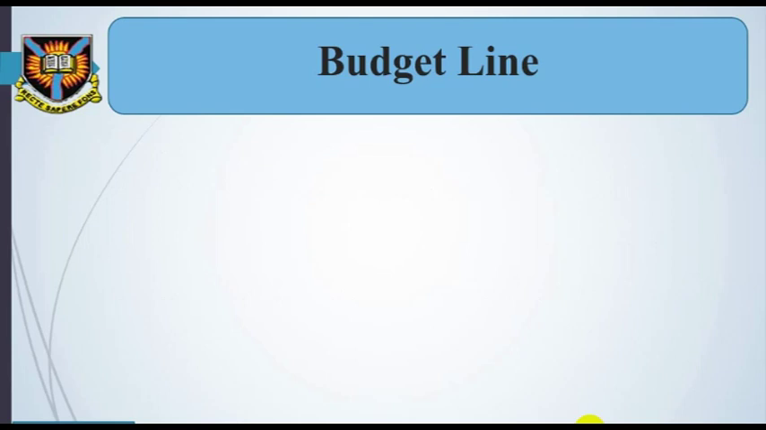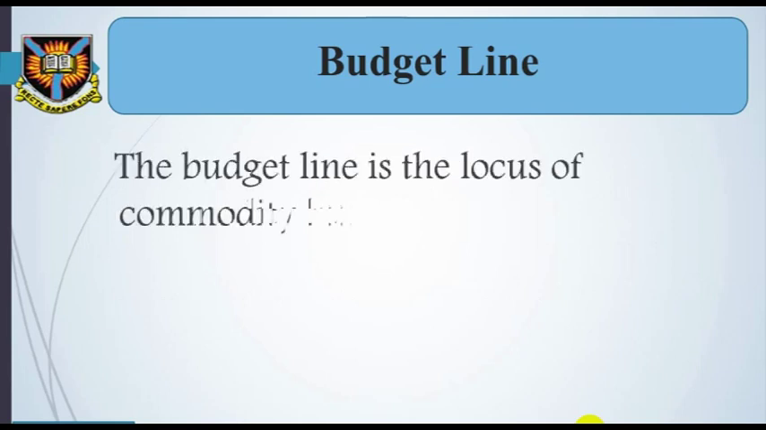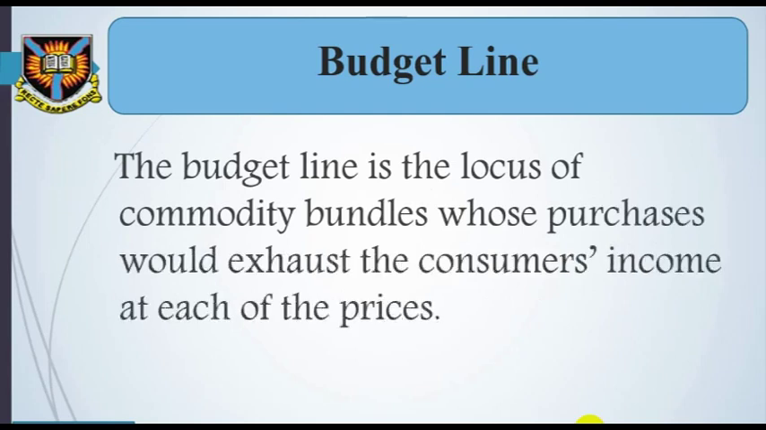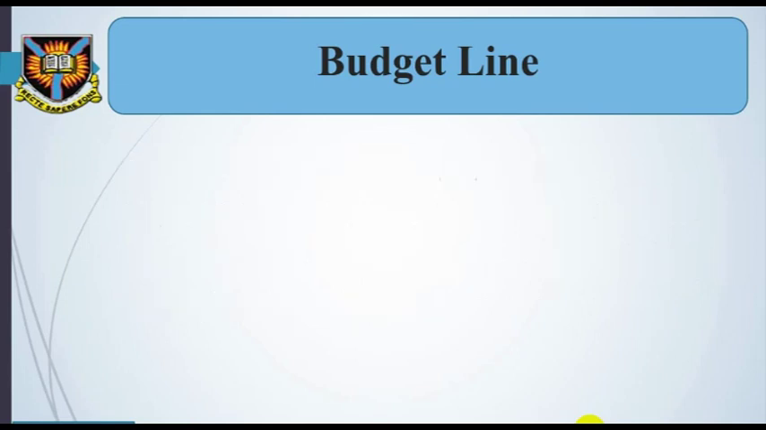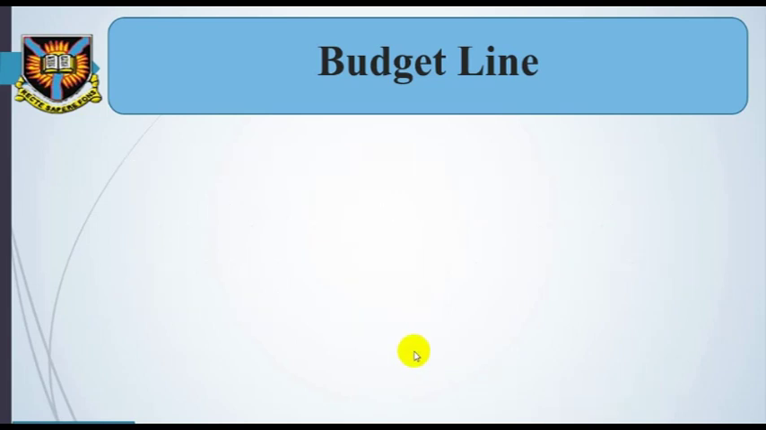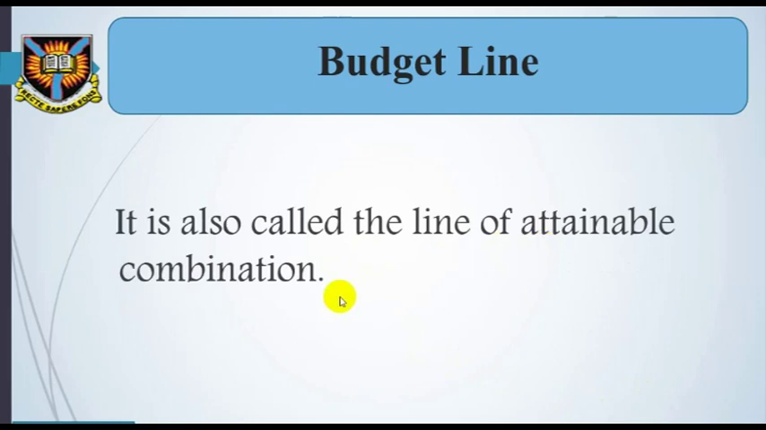Budget line. The budget line is the locus of commodity bundles whose purchases would exhaust the consumer's income at each of the prices. This simply implies the amount of commodity that a consumer can consume at a given level of income and at a given price. It is also called the line of attainable combination.